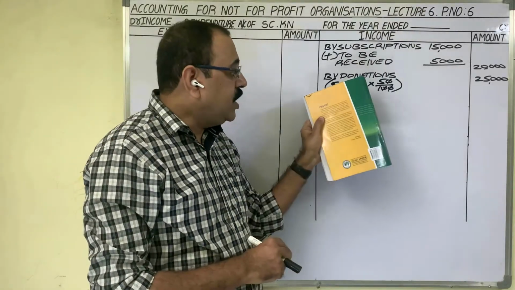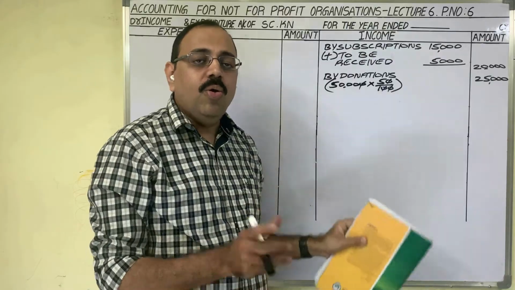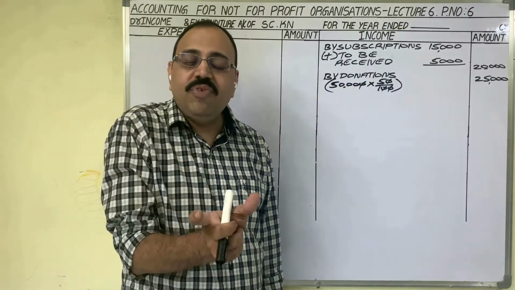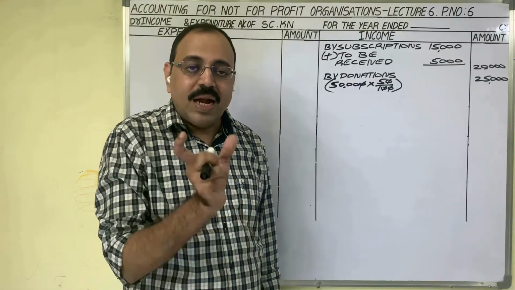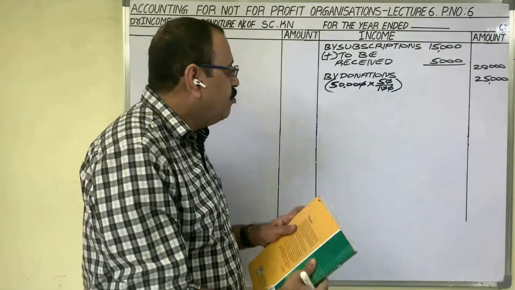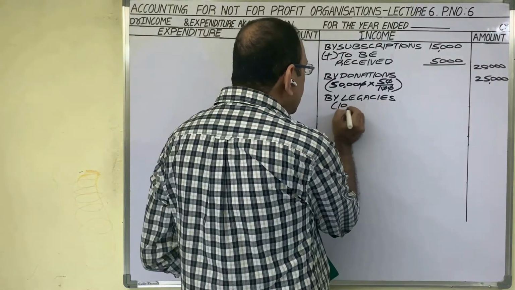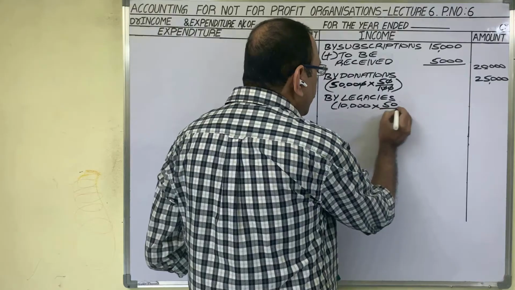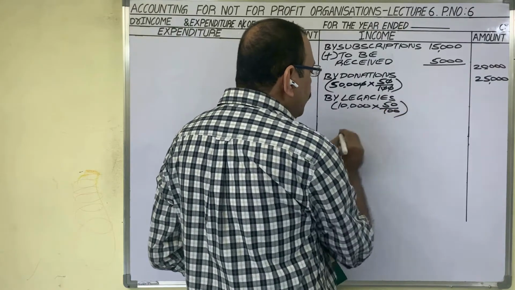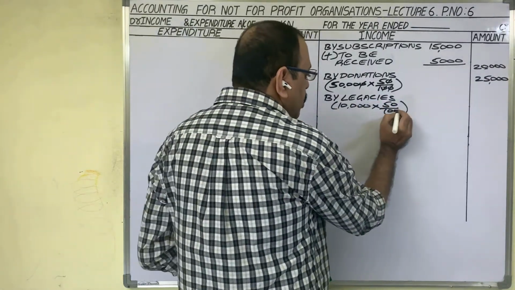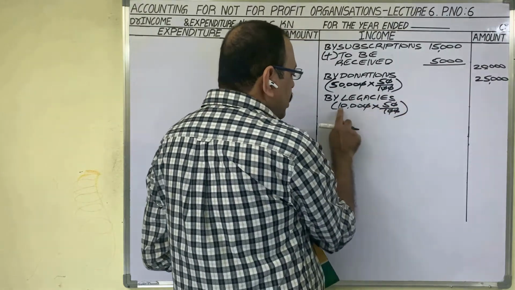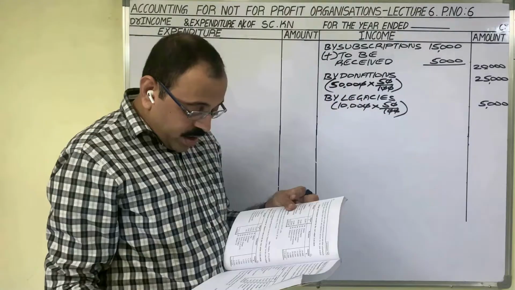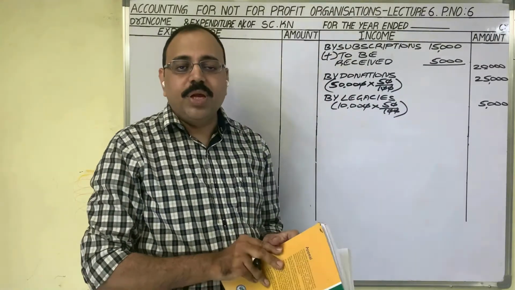So just like donation, in legacy also, only 50% is to be treated as capital income. So the other 50% is revenue income. That revenue income we should show here. By legacy, towards legacy we received 10,000. In that 50% is to be capitalized. So the other 50% we are showing here. 1,000 into 5, 5,000 rupees. Next, entrance fees 5,000 rupees.